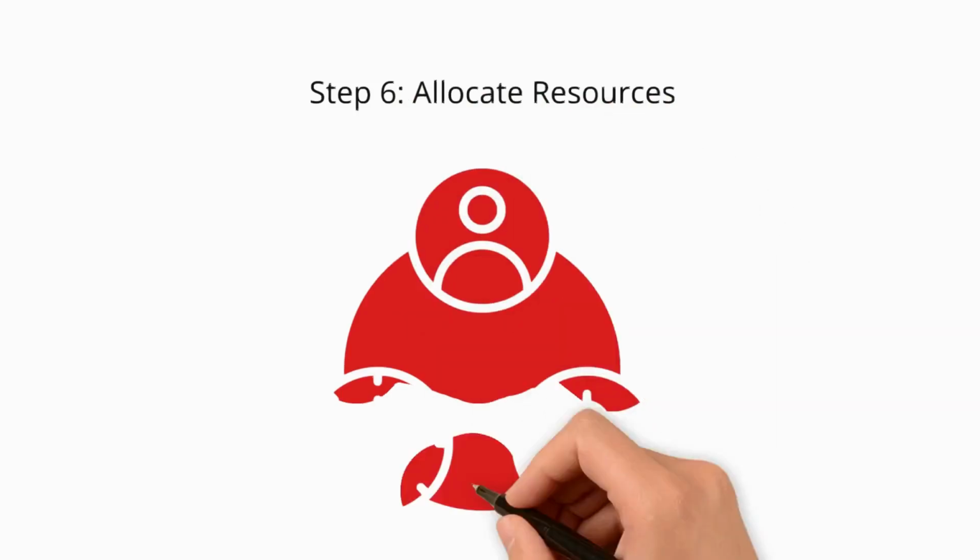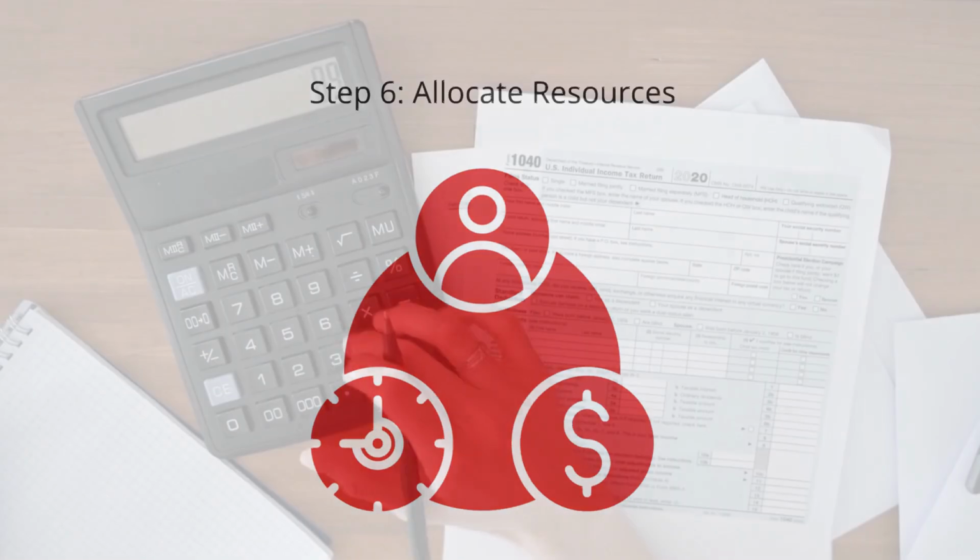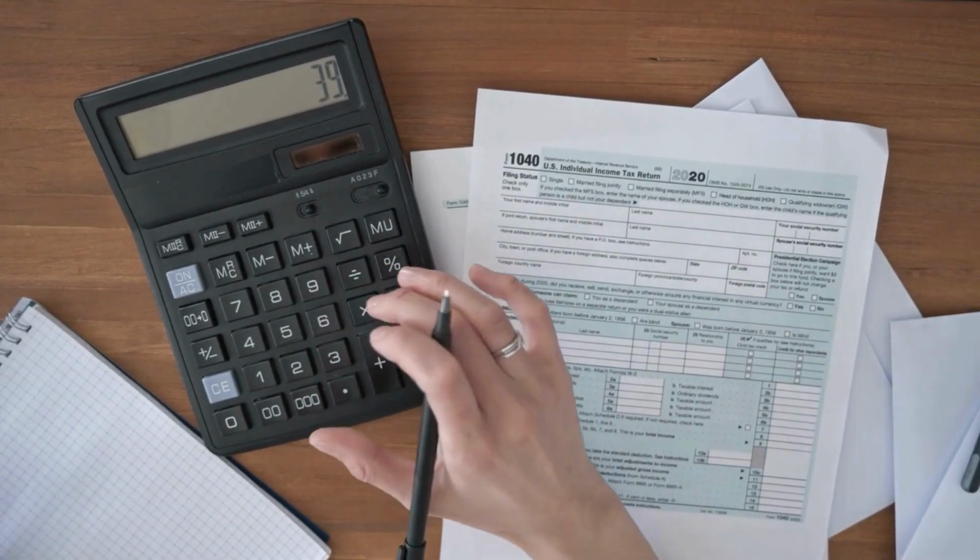Step 6. Allocate resources. Budgeting. Define your budget based on the planned activities and ensure allocation of funds is aligned with strategic priorities. Resource distribution. Allocate human and material resources where they are most needed to execute the strategy effectively.